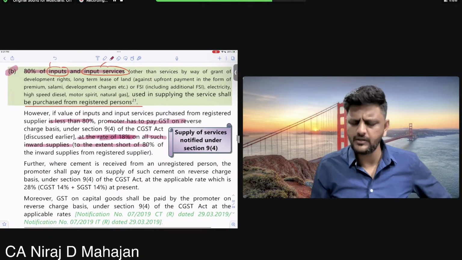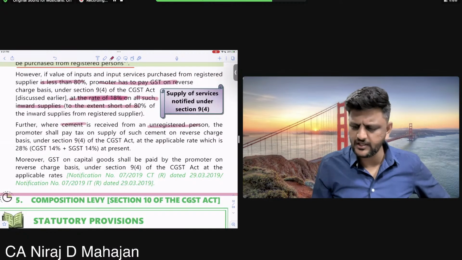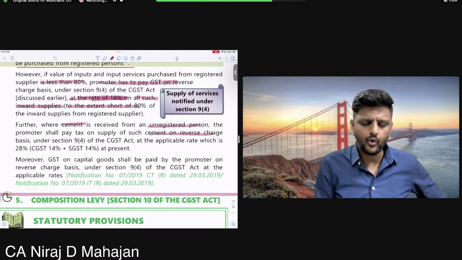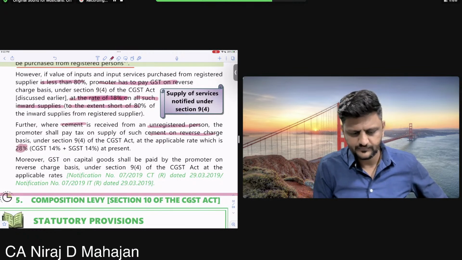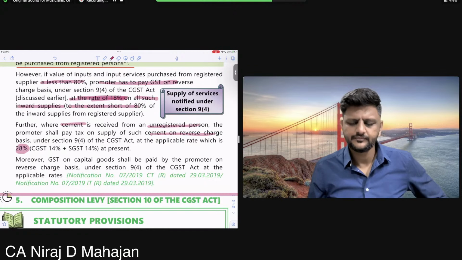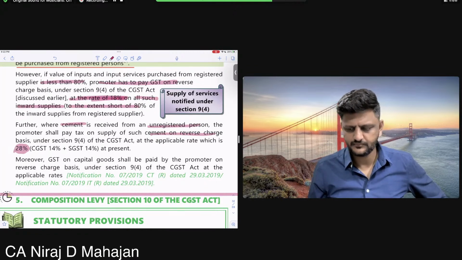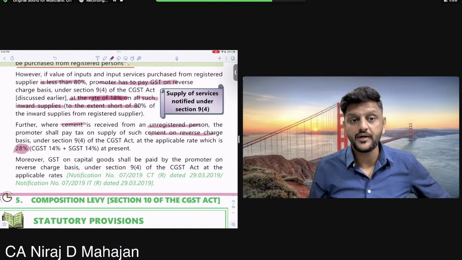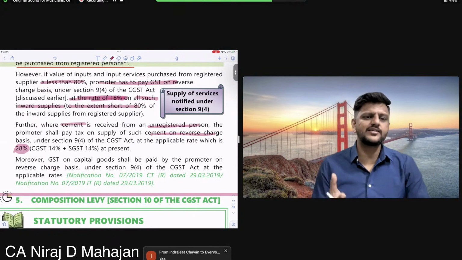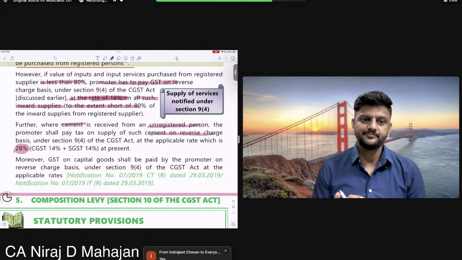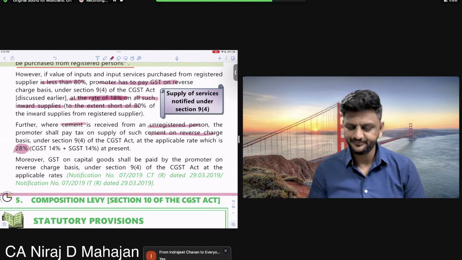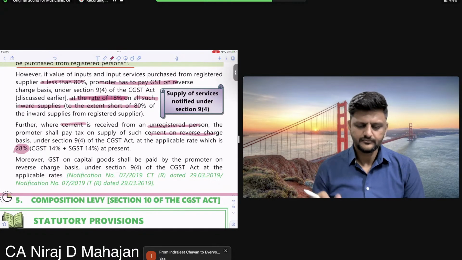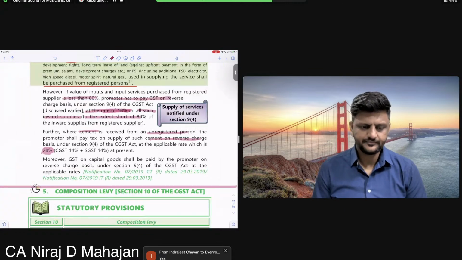Cement received from unregistered, compulsorily reverse charge. Oh my god. 28% reverse charge. Heavily discouraged here, right? Heavily discouraged, do you understand? First of all RCM and plus 28%. Clear? Done till here?